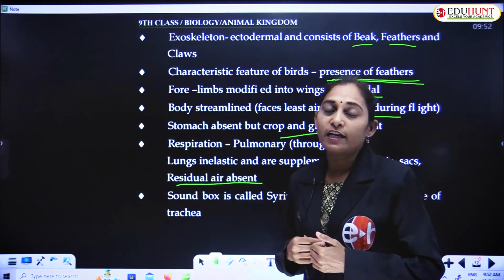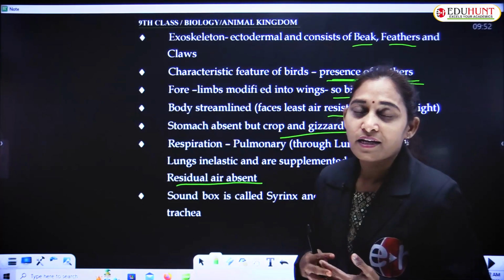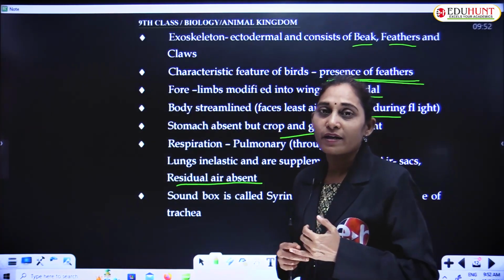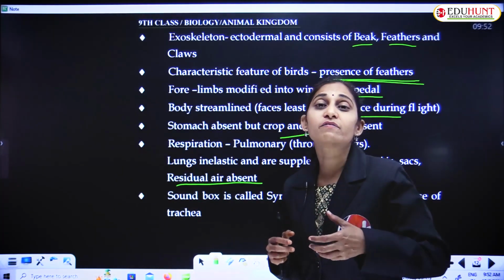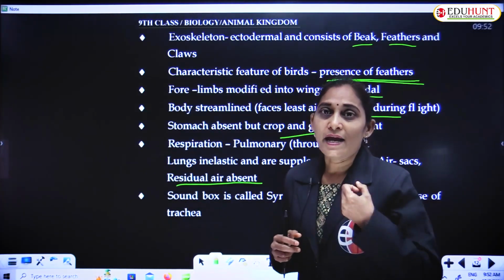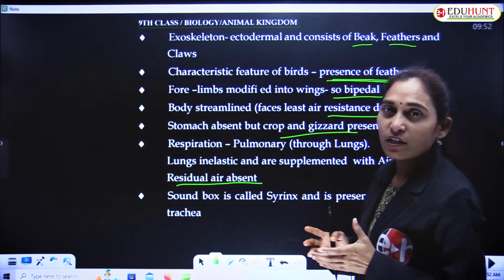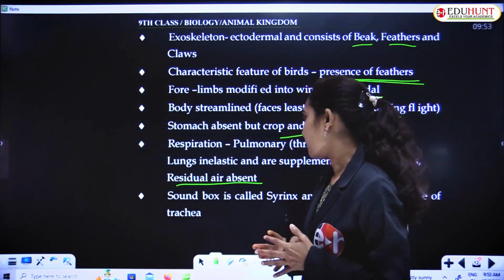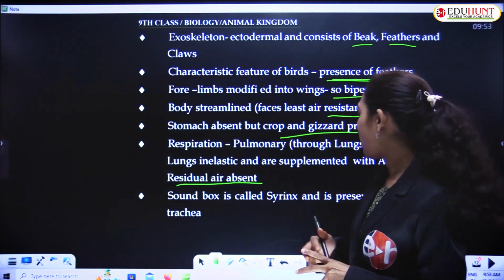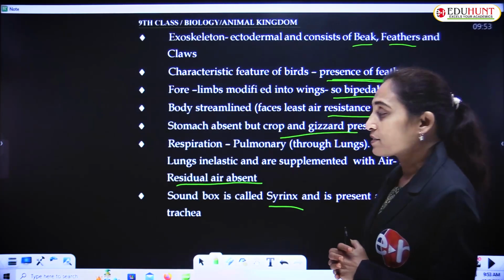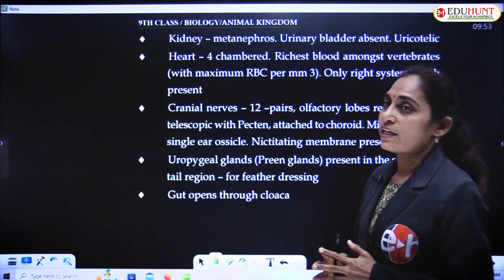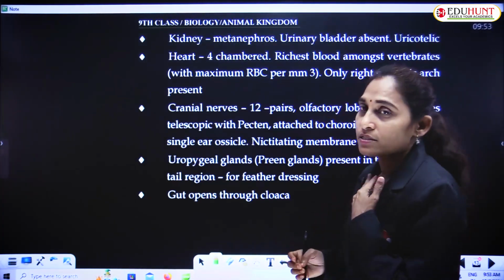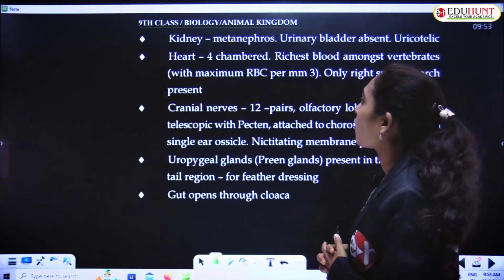They have to fly in the air. To fly in the air, their body weight must be low, and they have pneumatic bones, bones that are not hard enough, they are filled with air. These are some of the adaptations for flying. And the sound box, also called syrinx, is present at the base of the trachea. We have a larynx, they have a syrinx. Ours is a voice box, theirs is a sound box.